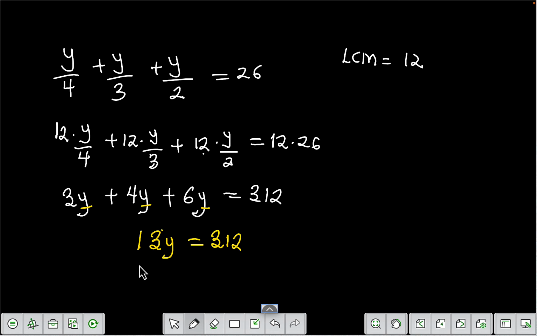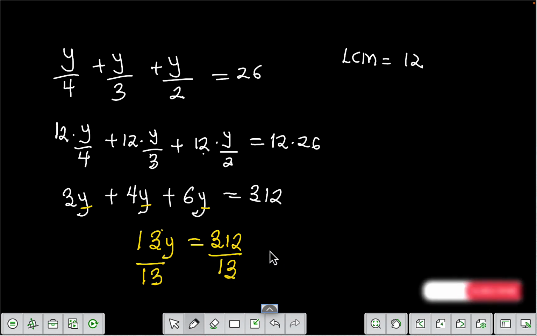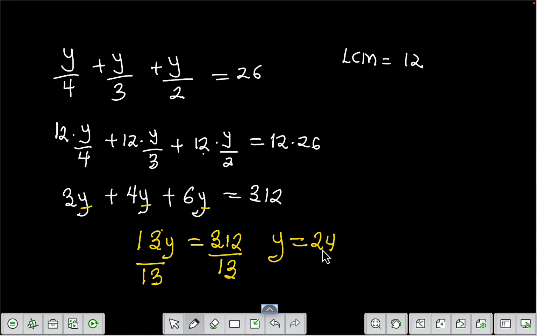Then we can divide both sides by 13. According to the division property of equality, to maintain equality, you need to divide by the same number. Okay, so you can do that. So now these numbers are equal, and so we can find y. y will be equal to 24, because 13 times 24 is 312.